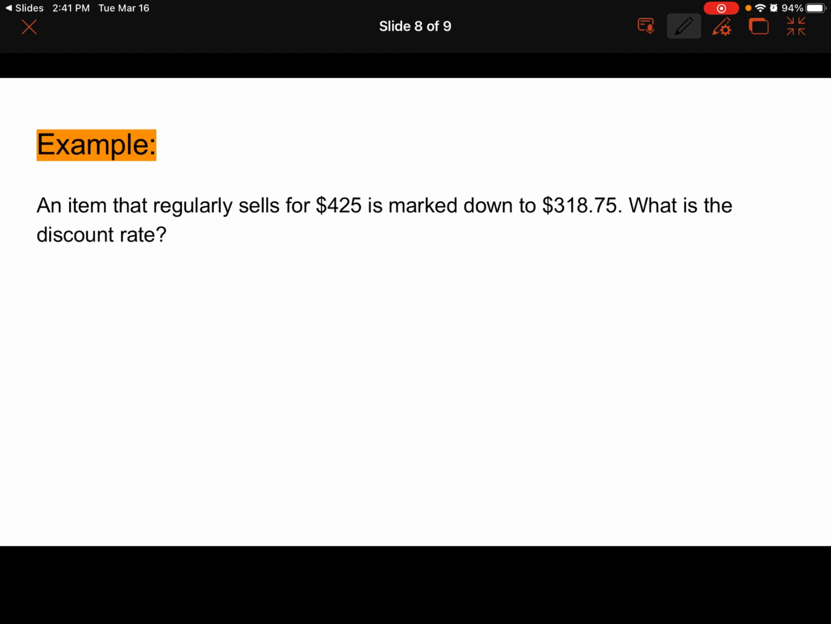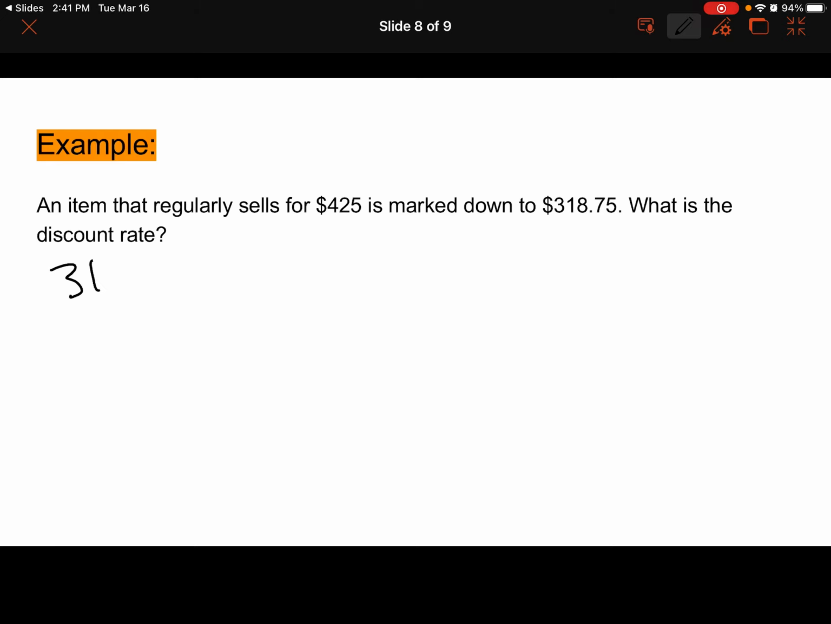But let's get on to our last question here. An item that regularly sells for $425 is marked down to $318.75. What is the discount rate? All right, so let's find out what 318.75 is as a percent here.